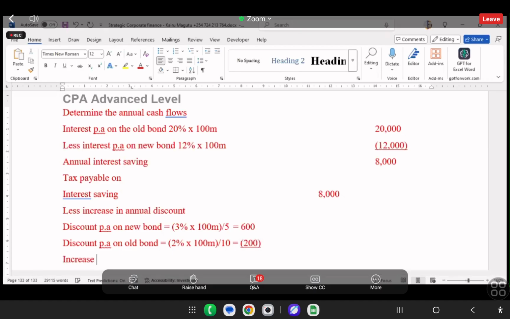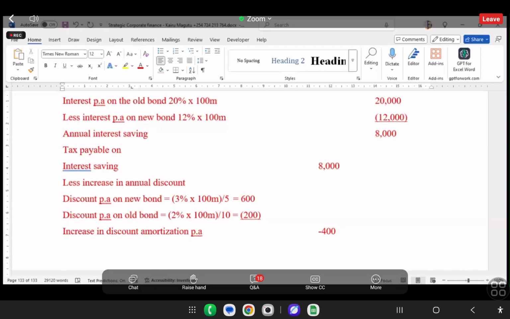Increase in discount amortization per annum is equal to 400. This is an expense that will reduce the interest saving. Then the other thing that we need to look at is the increase in annual flotation cost.